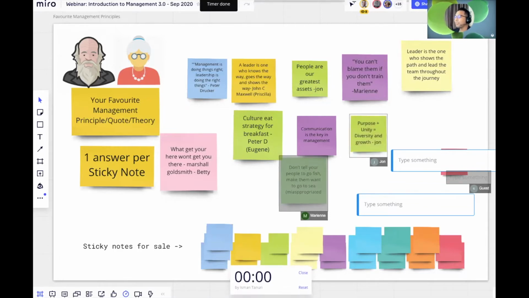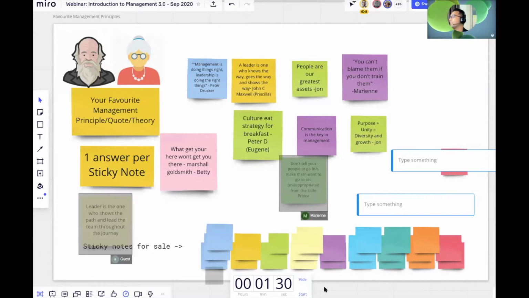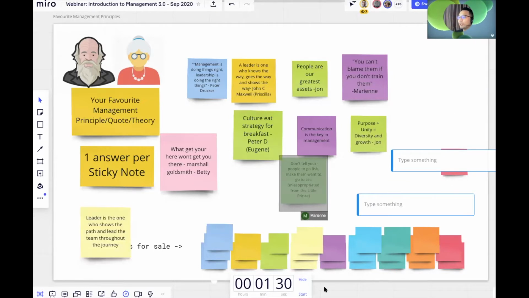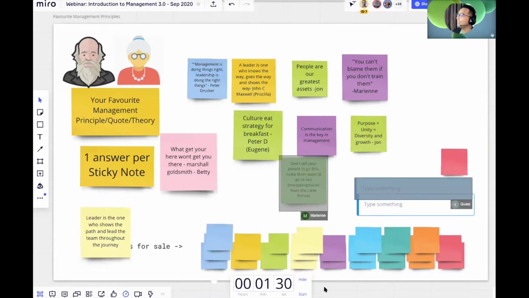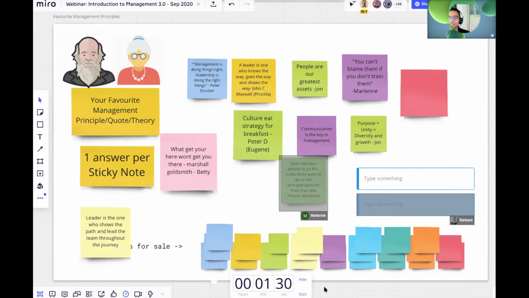Okay, so just finish up your quote. So John said, purpose plus unity equals diversity and growth. John, thank you. Leader is the one who shows the path and leads the team. Oh, that's the same. Marianne says, don't tell your people to go fish, make them want to go to sea. Ah, that's from The Little Prince, the book. Thank you so much. So these are some of the quotes that are really close to our hearts.